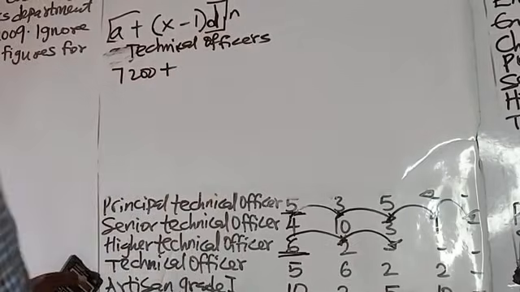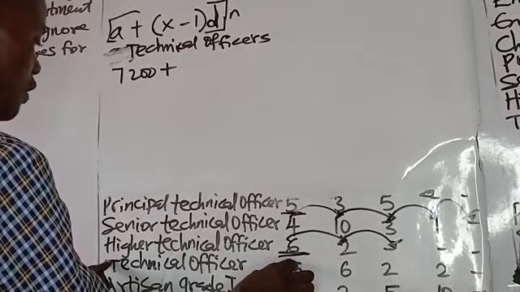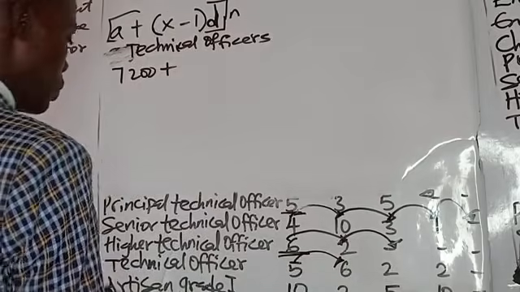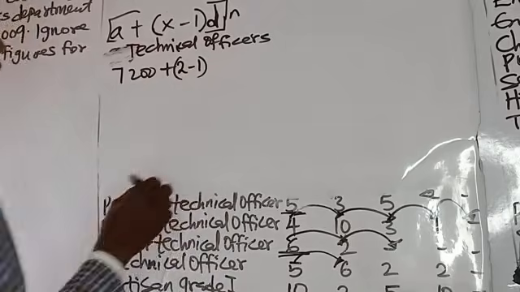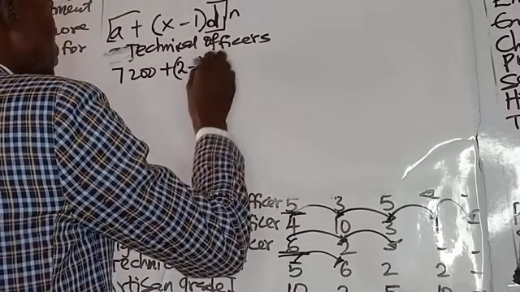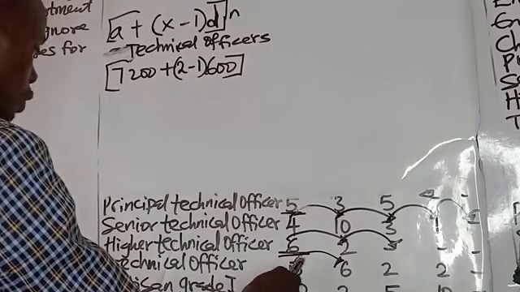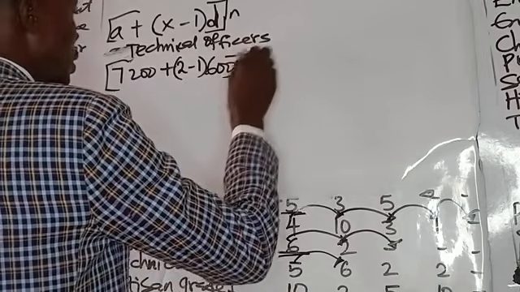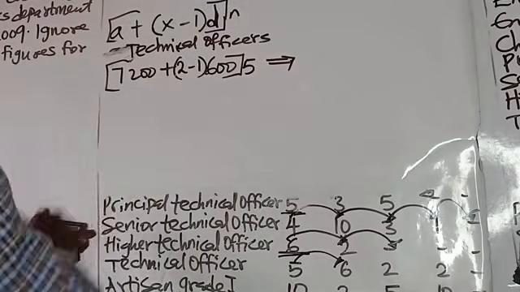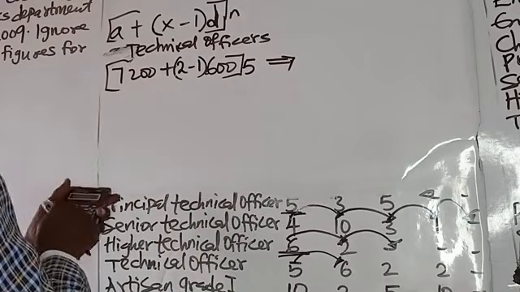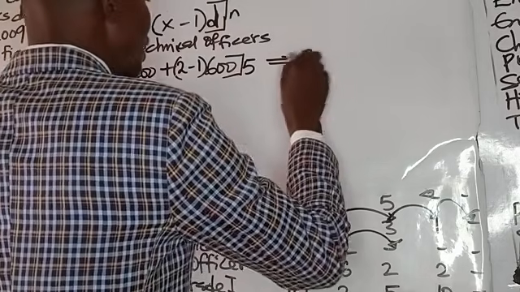So basic pay of 7,200 plus. So for technical officer, 5 were in step 1 before, and they are now to move to step 2. So step 2, 2 minus 1 into increment of 600. How many employees were in step 1 who are now moving to step 2? 5 employees. 2 minus 1, that is 1. 1 times 600, that is 600. 600 plus 7,200, that is 7,800. 7,800 times 5 employees. So we have 39,000.